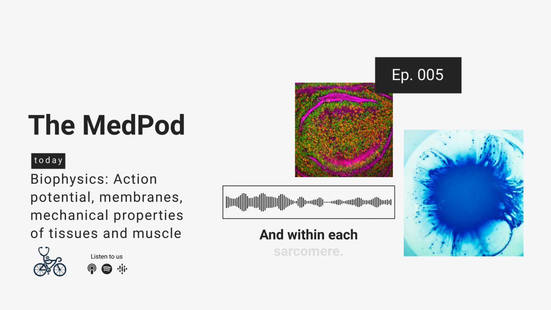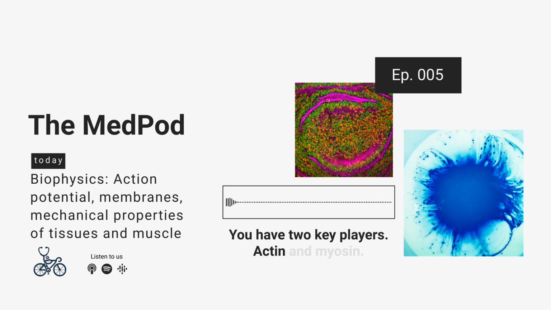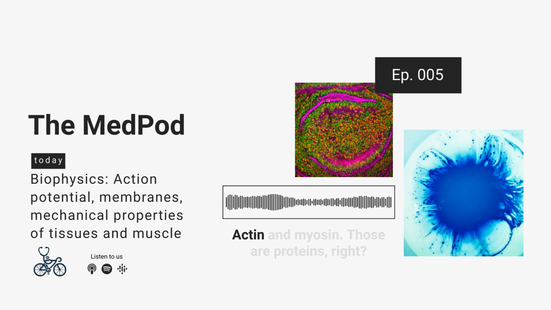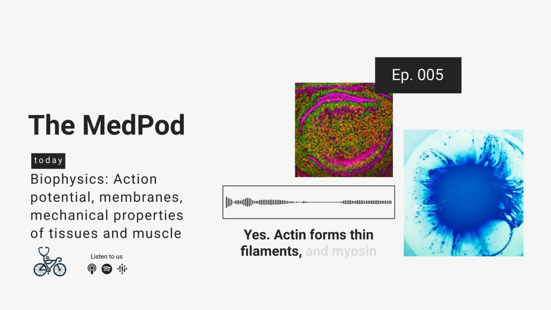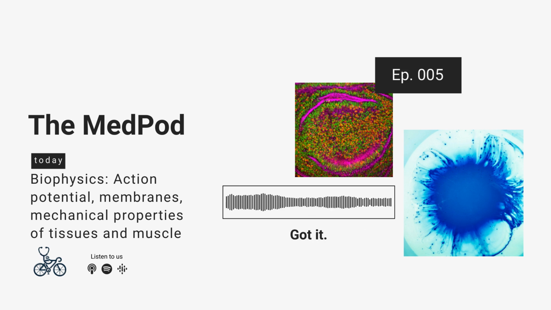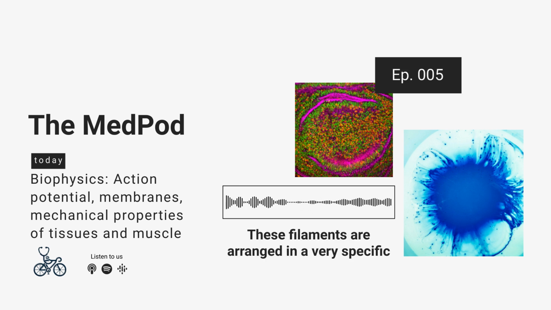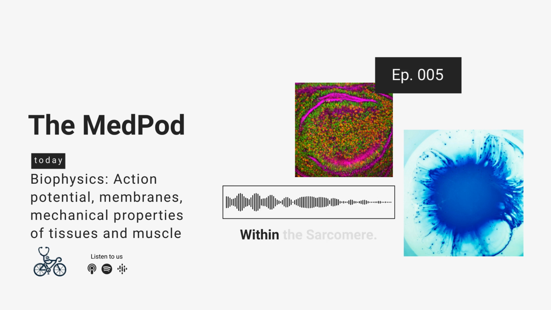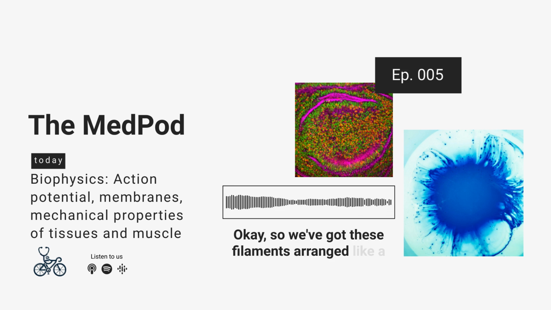And within each sarcomere, you have two key players, actin and myosin. Those are proteins, right? Yes. Actin forms thin filaments, and myosin forms thick filaments. These filaments are arranged in a very specific overlapping pattern within the sarcomere. So we've got these filaments arranged like a microscopic assembly line. How does that lead to contraction?